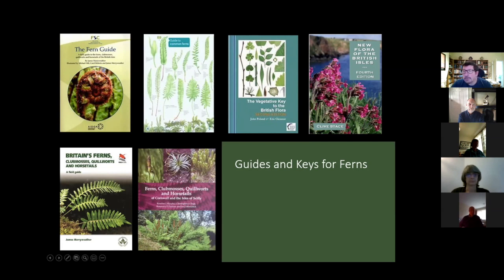The FSC, Field Studies Council, do a guide to common ferns. This is one of their fold-out sheets, which is quite good for a beginner. At least it can help you to place your ferns. You can use the Vegetative Key by Poland and Clements. This has a section at the beginning on ferns and would tell you how to identify them using just vegetative characters. And of course, there's the Book of Stace, as Jonathan Mitchell calls it, the New Flora of the British Isles, the 4th edition, and that again has keys in it for ferns.